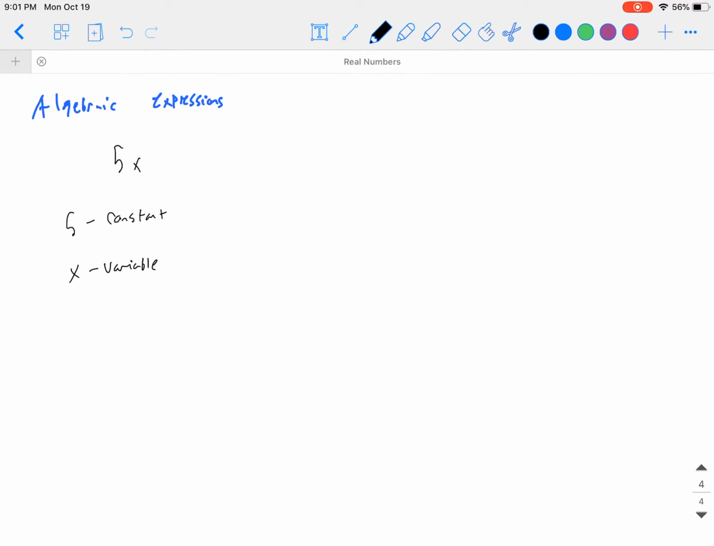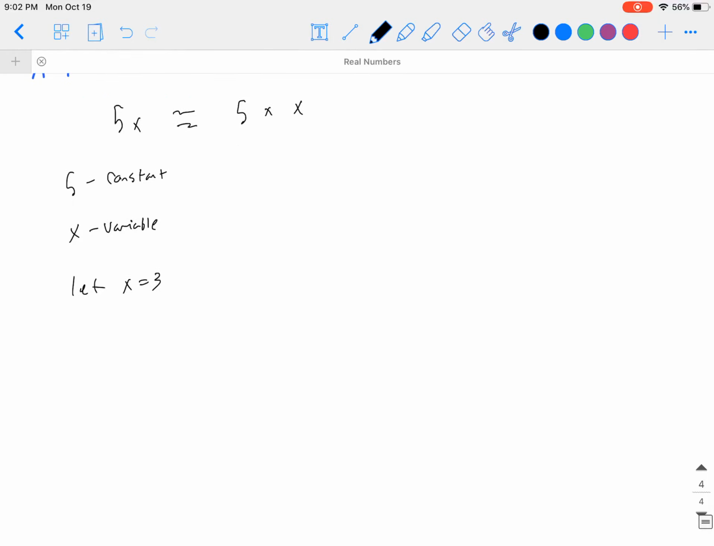When we have an expression such as this, 5x, this is equivalent to 5 times x. So if we say we want to let x equal 3, this would be 5 times 3, 15.